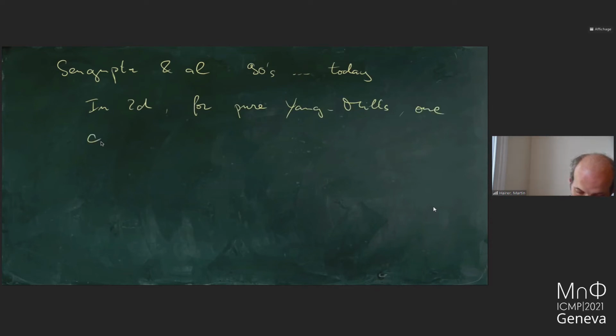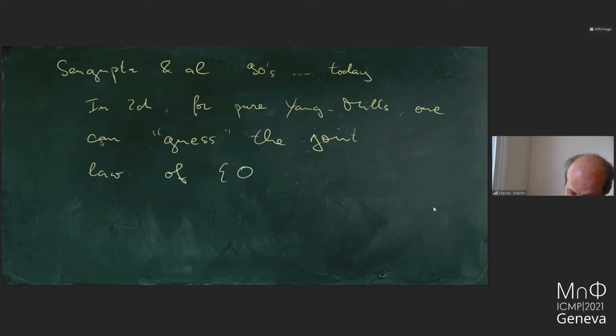One can guess the joint law of O_{H,gamma_i}. I think maybe H needs to be fixed. I don't remember. I think maybe H needs to be fixed, but the gammas for any finite collection of loops.